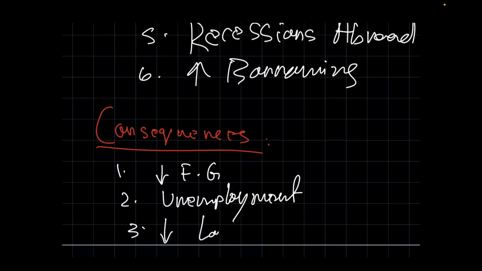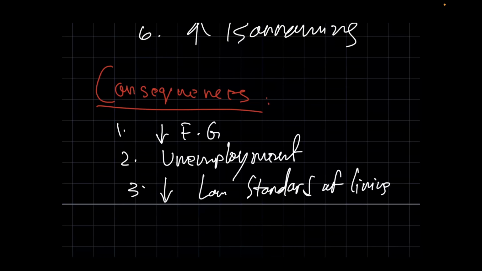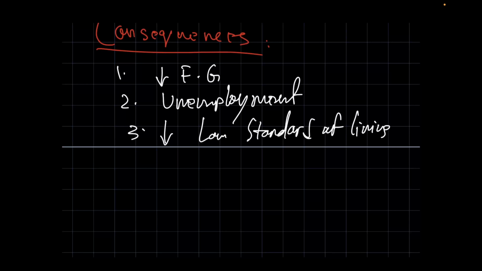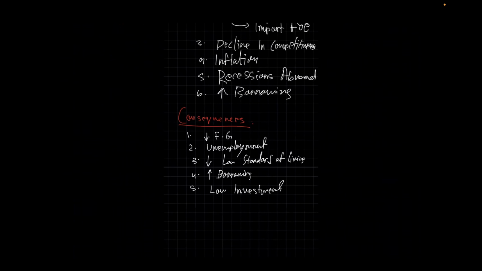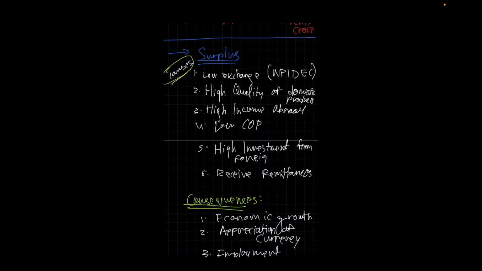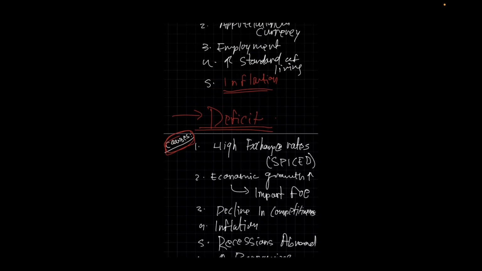You can argue for a low standard of living. You could also argue for high borrowing, which could potentially damage the economy. You can argue for low investment, capital outflow. You don't have as much investment in the economy. So now we have looked at the consequences of both of them and the causes of both of them.